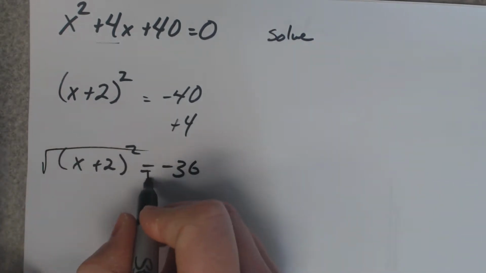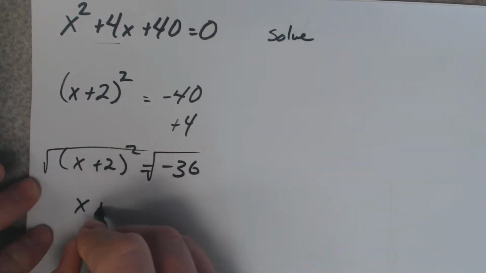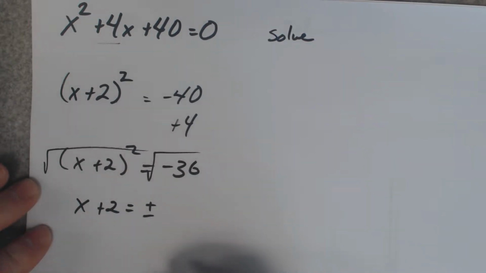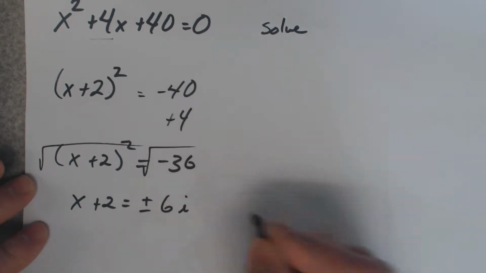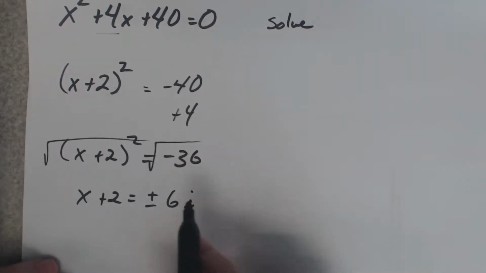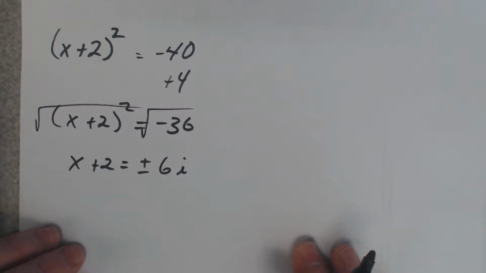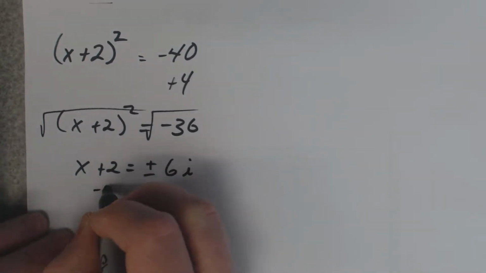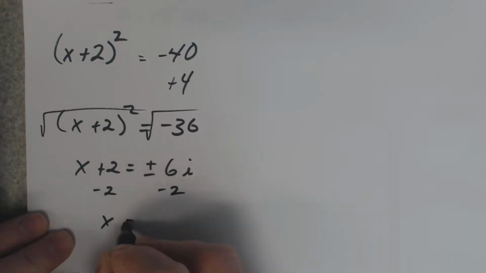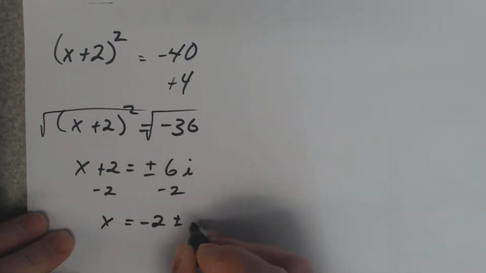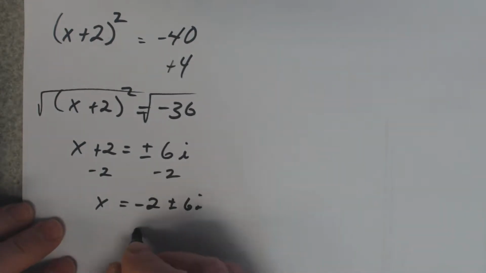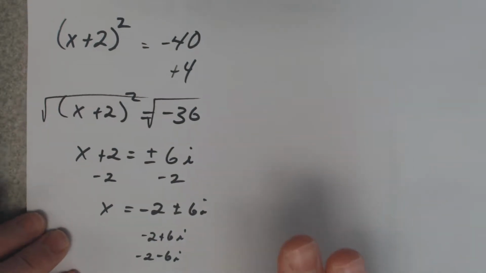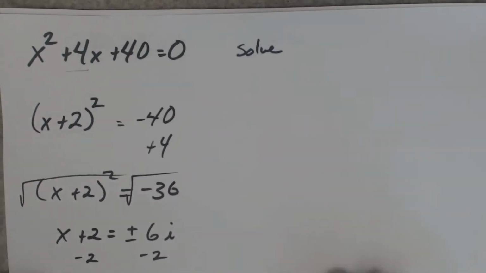The whole point of completing the square is it makes it a little bit easier because you're going to take a square root now. And when you take a square root, it's automatically plus or minus. And you're taking the square root of a negative 36. So it's not just 6, it's 6i. So we actually have a non-real answer here. And then we're going to subtract 2. So x equals negative 2 plus or minus 6i. So we got two answers. One's with a plus, one's with a minus. Negative 2 plus 6i, negative 2 minus 6i.